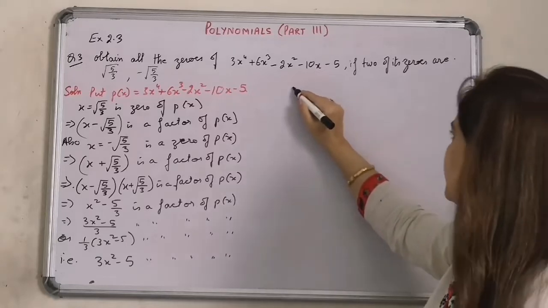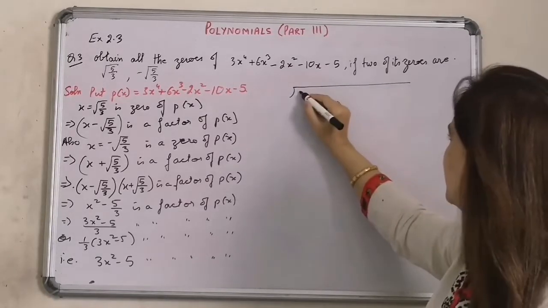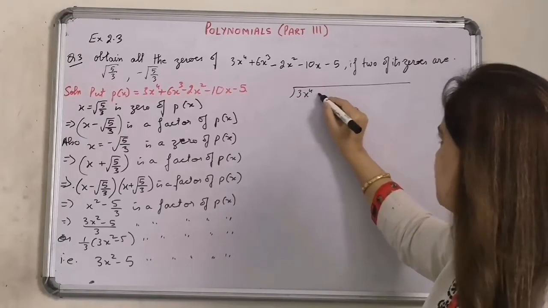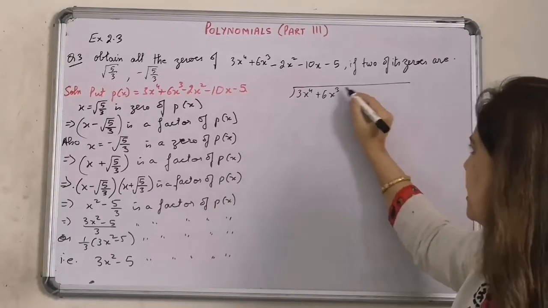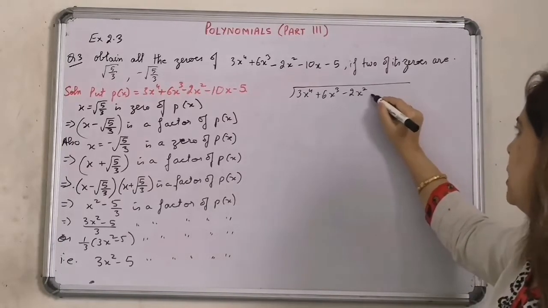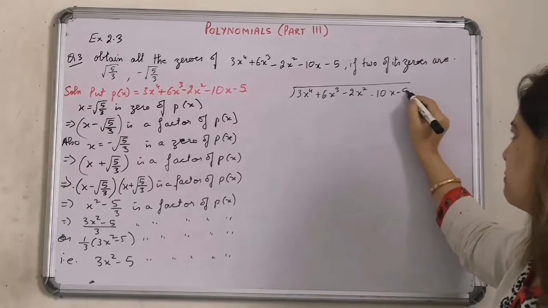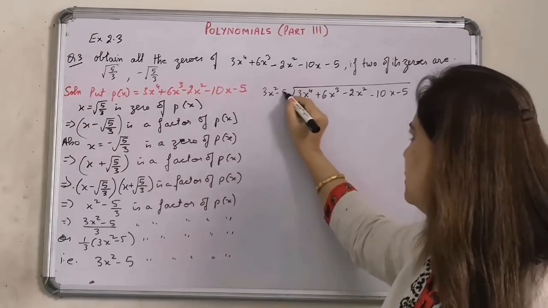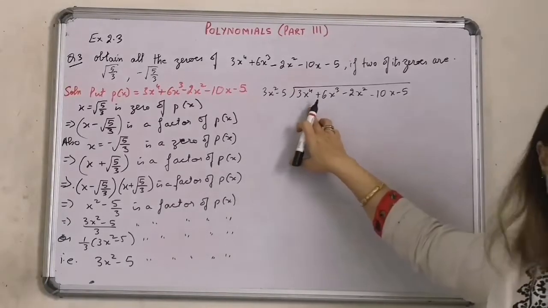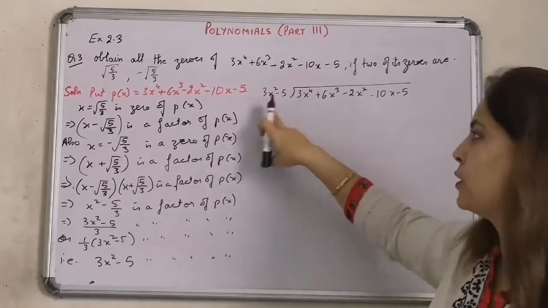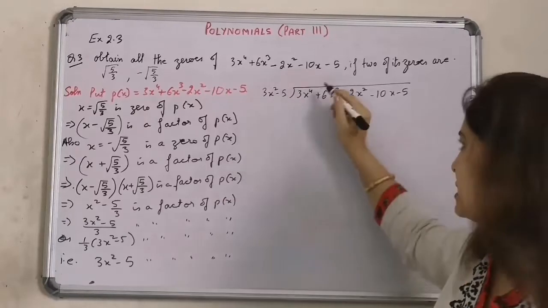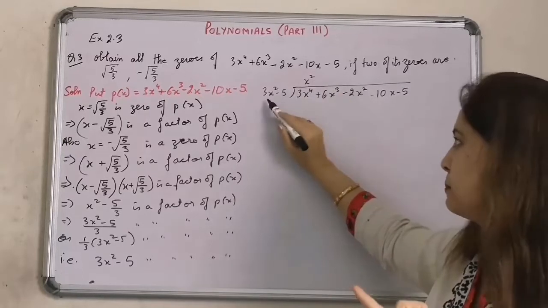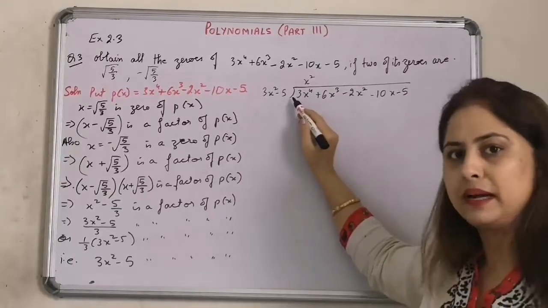We are going to divide p(x), which is 3 into x power 4 plus 6 into x power 3 minus 2 into x power 2 minus 10x minus 5, by 3x square minus 5. So this is the first term of the dividend. 3 into x power 4 divided by 3 into x power 2 will give us x power 2. So now x power 2, that is x square, is going to multiply with each of the terms and going to come under the like terms.